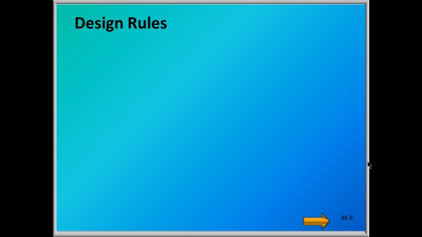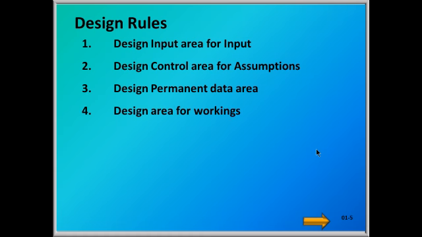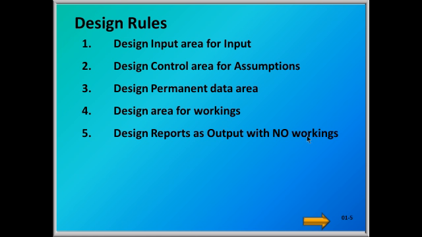There are some rules to designing this application, and I want to go through these. There are 5 of them. First of all, design an input area for input. In other words, make it easy to put in your input. Number 2, design a control area for your assumptions. 3, design a permanent data area. You can store your permanent data, and this might be things like budgets and that type of thing. 4, designate an area for your workings. And of course 5 at the end, design the reports as output with no workings.